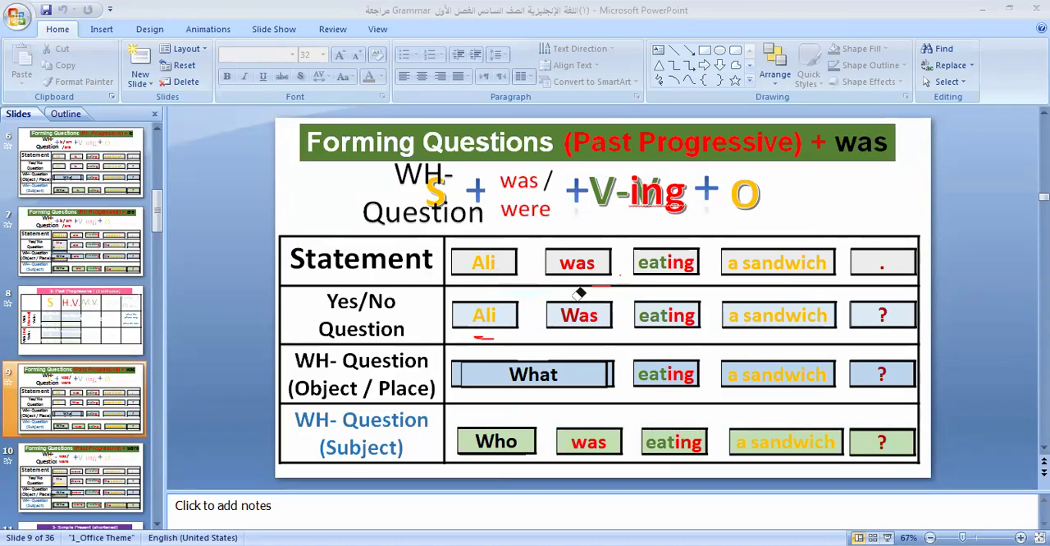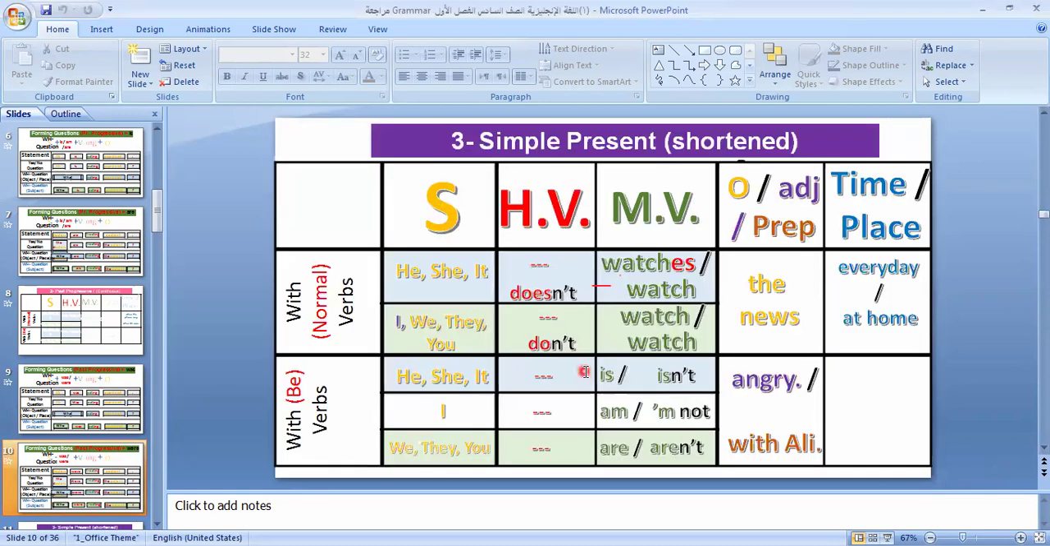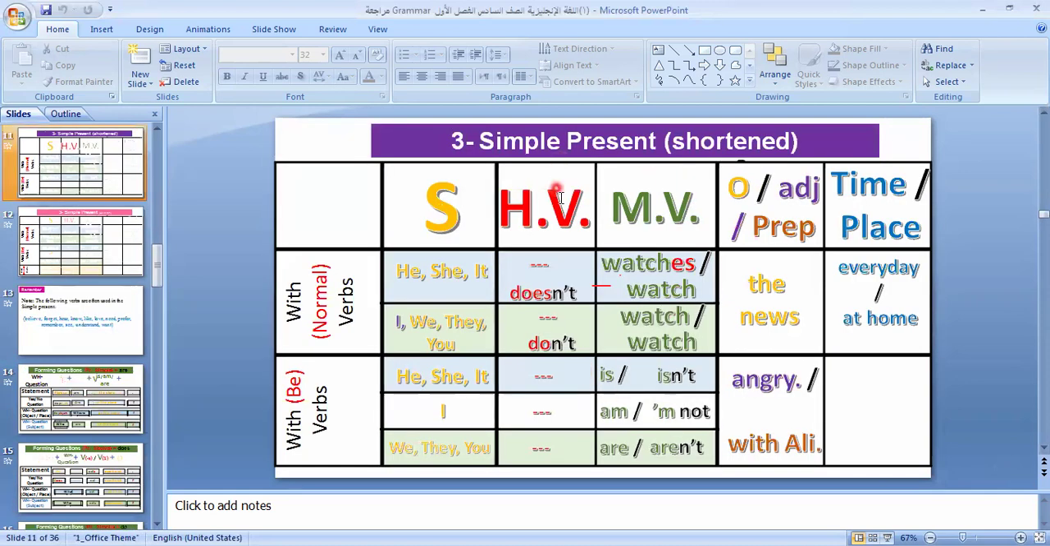Let's go to another item here. I can't explain all, but I explain some of them. Okay, not all the slides. Here we say WH question: was/were plus verb plus ing. I explained this before. I go to another tense, which is the present simple tense.